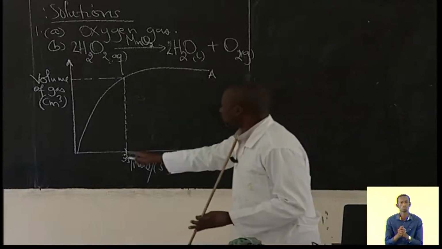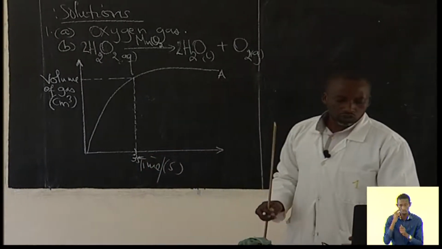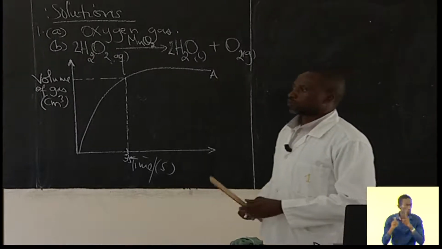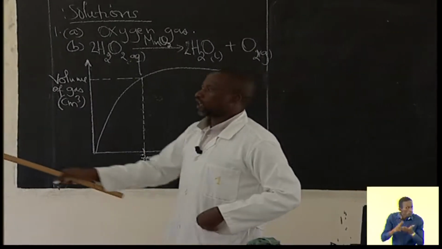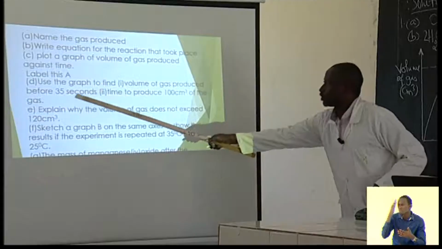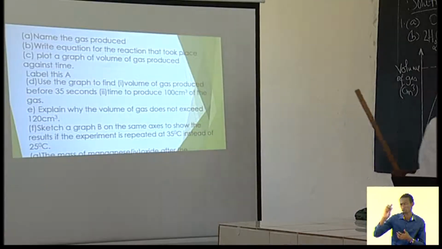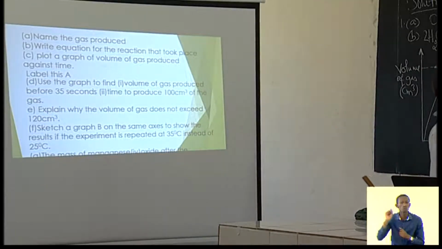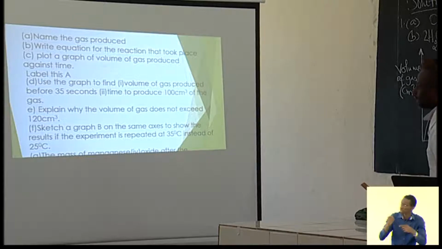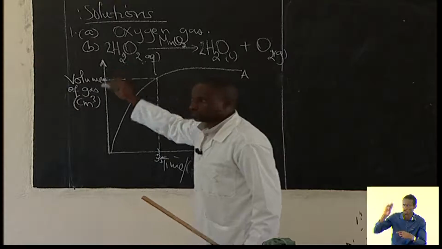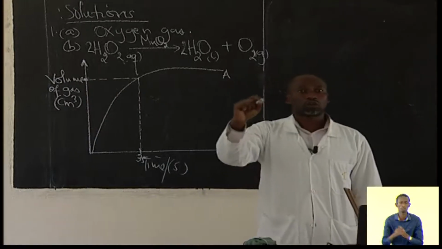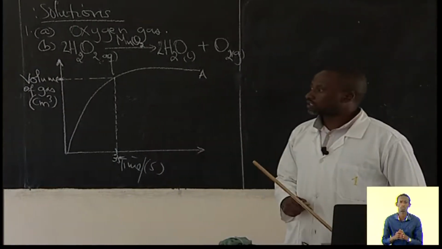So here, before 35, the question was asking us to use the graph to find the volume of the gas produced before 35 seconds. So we are moving. This is the volume of the gas here. So you read the volume on this point. That will be the volume that is produced before 35 seconds.